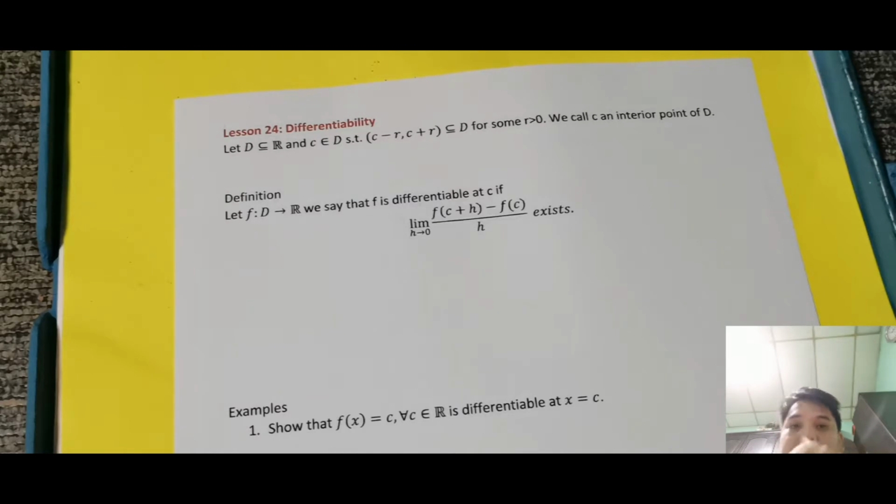Let D be a subset of the real numbers and c an element of D, such that the open interval (c minus r, c plus r) is a subset of D for some r greater than 0. Then we call c an interior point of D.